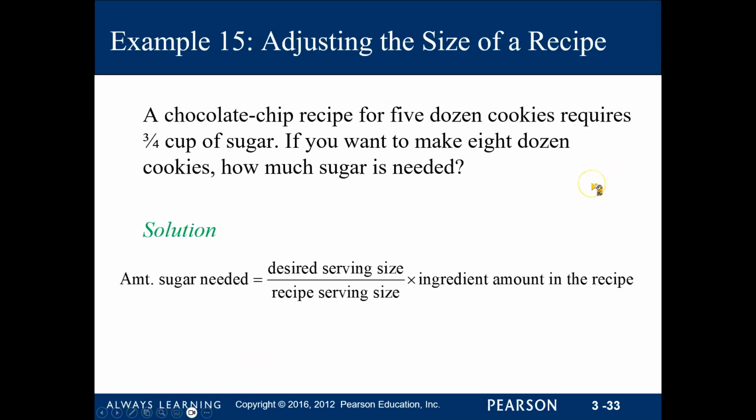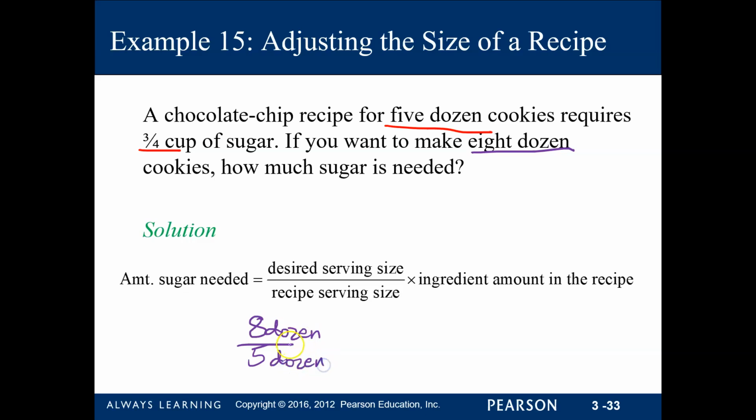Let's say we have a chocolate chip recipe for 5 dozen cookies, and it requires 3/4 cup of sugar. Now, what if you need to make 8 dozen cookies? How much sugar are we going to need? If we follow the formula, the amount of sugar that we need is equal to our desired serving size, which based on the problem is 8 dozen, so 8 over the recipe size, which is 5 dozen.